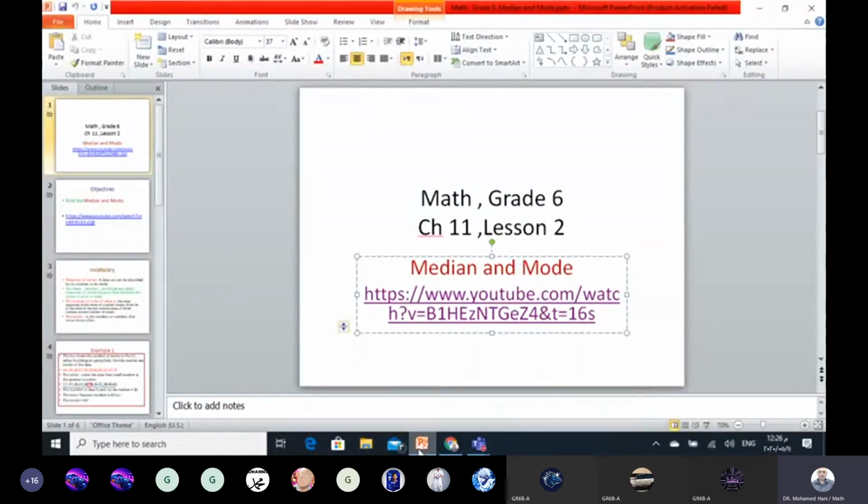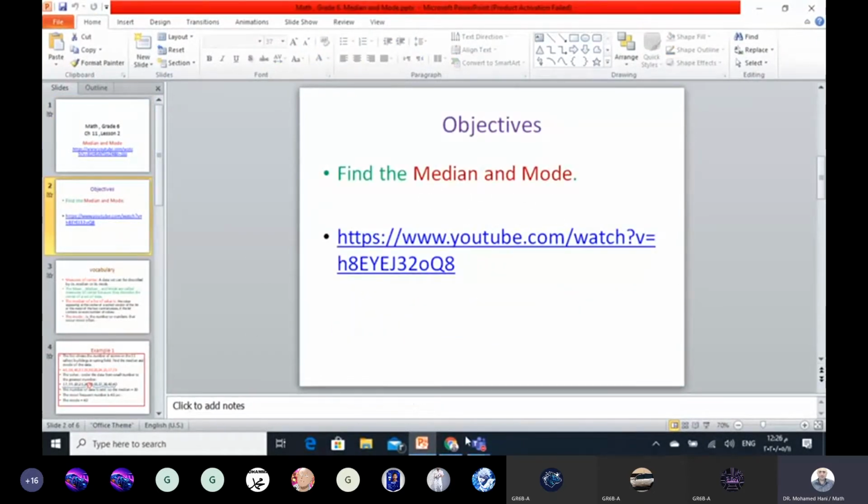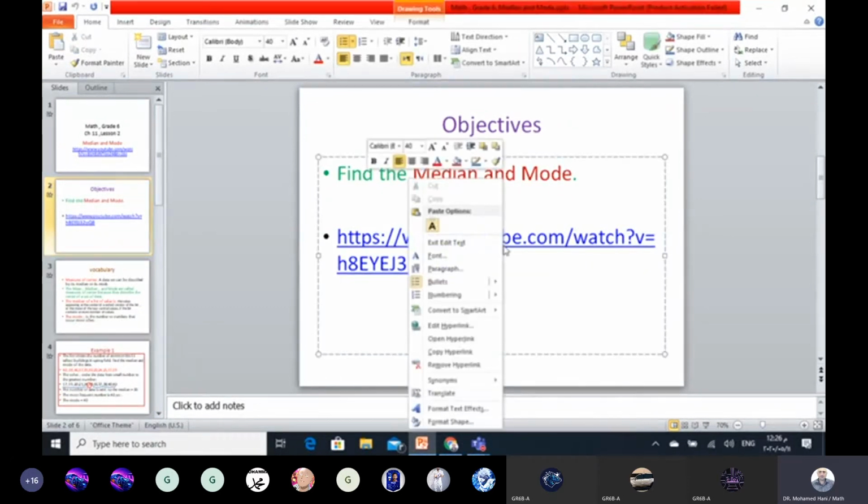So this is the mean, the median and mode. Today, we want to learn how to find the median and mode. Watch with me now this video.